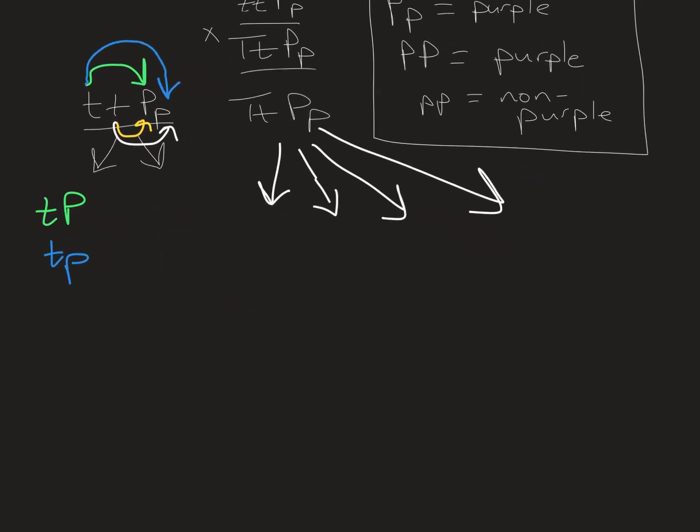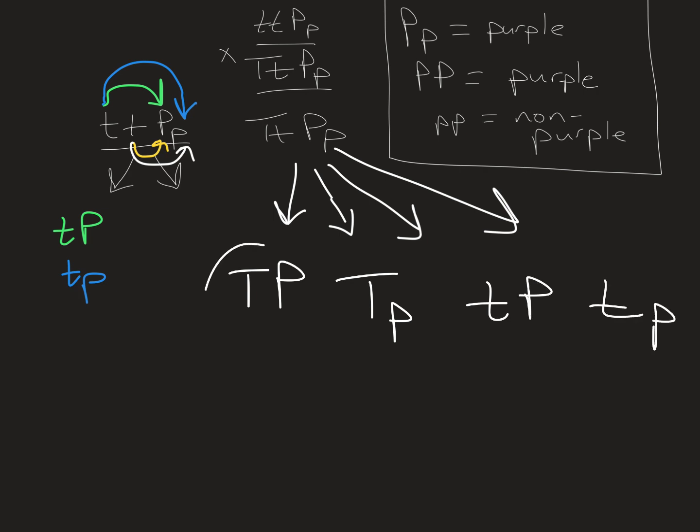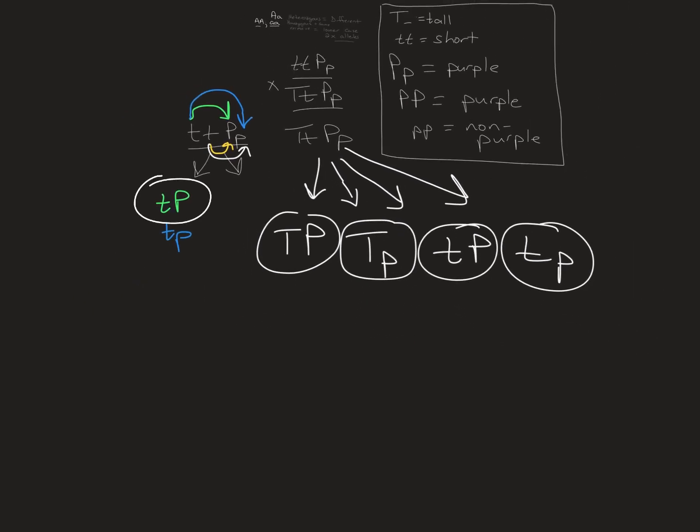So what are the possible gametes here? I'm just going to write them rather than doing FOIL. It's big T, big P. It's big T, little p. Let me keep them together. It's little t, big P, and it's little t, little p. So these are the four possible gametes that this creature can produce, where this one can only produce two.